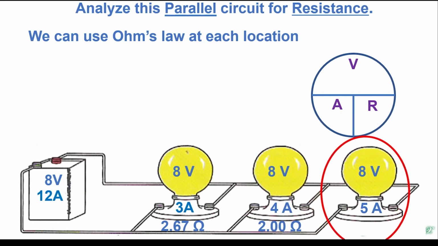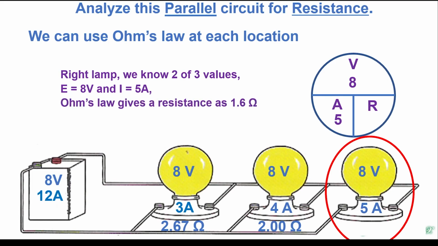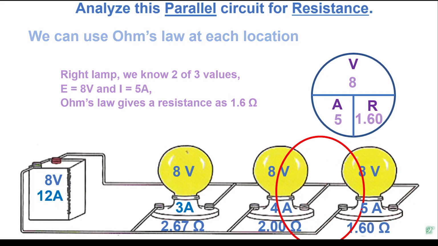Last lamp, 8 volts divided by 5. I can't do this in my head. I can't be trusted doing stuff in my head without a calculator. So, got to use my calculator. But it is a resistance of 1.6 ohms. Okay? And so let's do this.